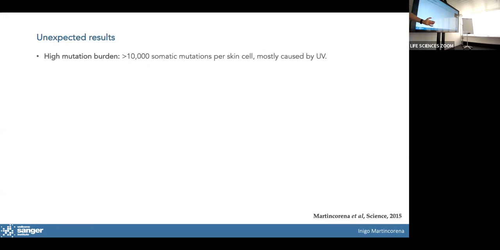What we found in this study was much more than we expected. At the time, we didn't know how many mutations we would see per cell. We didn't know whether it would be 100 or 1,000 or 10,000. And it turned out that normal skin cells in sun-exposed areas actually had a much higher burden of mutations than we had expected, over 10,000 somatic mutations per skin cell, mostly caused by ultraviolet light.